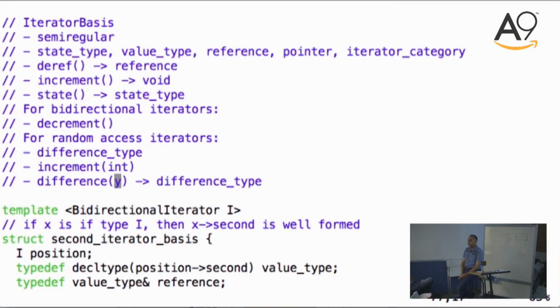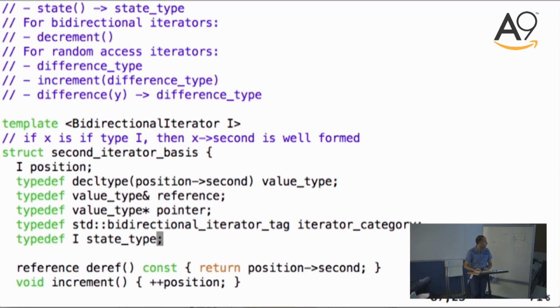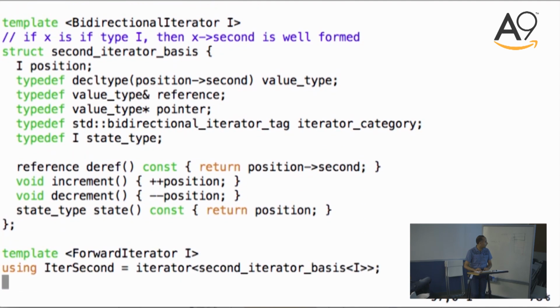Should the increment be of difference type, not int? So the question is, what does the square bracket operator or plus equals actually take? I think it's probably difference type. That's a good point. Yes. Difference type. Yes. Any other questions on the concept requirements? I guess not. All right. So let's implement, we'll change the tag later. Let's implement our increment.